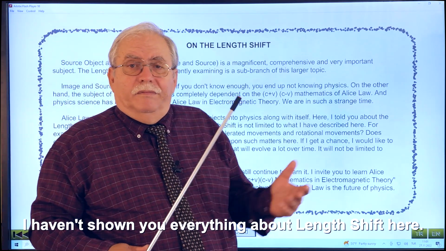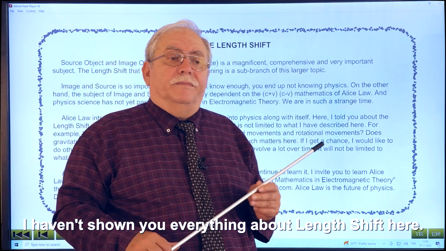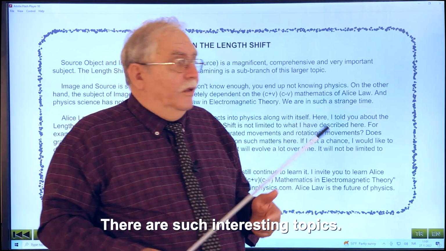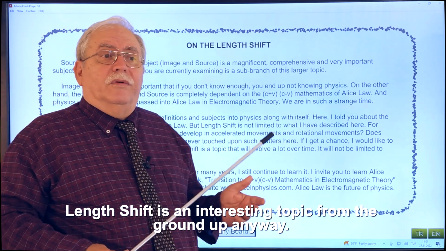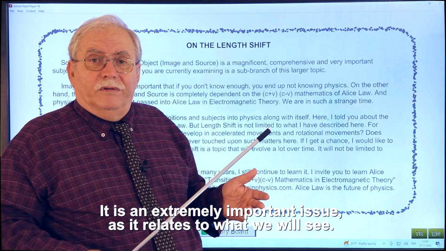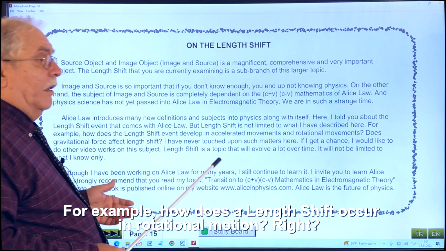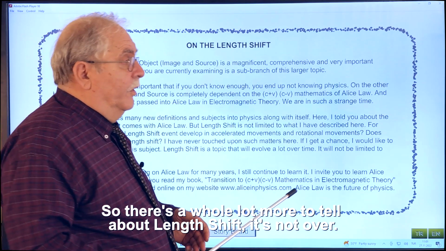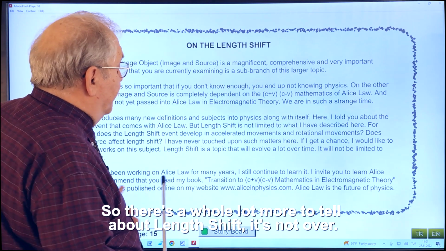I know some of it. I haven't shown you everything about length shift here. For example, how it develops in accelerated movements. There are such interesting topics. Length shift is an interesting topic from the ground up anyway. It is an extremely important issue, as it relates to what we will see. For example, how does a length shift occur in rotational motion, right? So, there's a whole lot more to talk about length shift. It's not over.